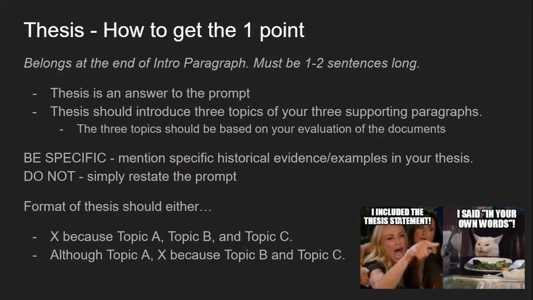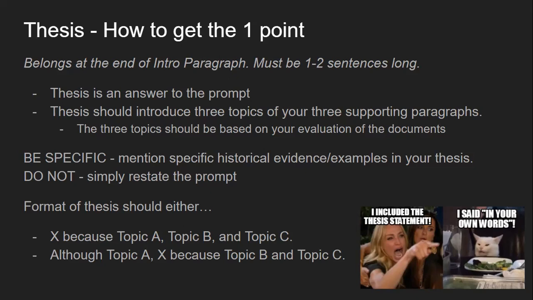So that would look more like, although topic A, X because of B and C. So you're saying, I recognize that there is some evidence to the contrary. However, I still think this is true because of topic B and C. So let me give you a different prompt, for example. If the question was, to what extent did Reconstruction guarantee equal rights for all Americans in the 1880s and 1890s or something like that, you can say, although there were three amendments to the Constitution guaranteeing constitutional equality to the freedmen. That's your, okay, there's a counter argument, but here's my argument.